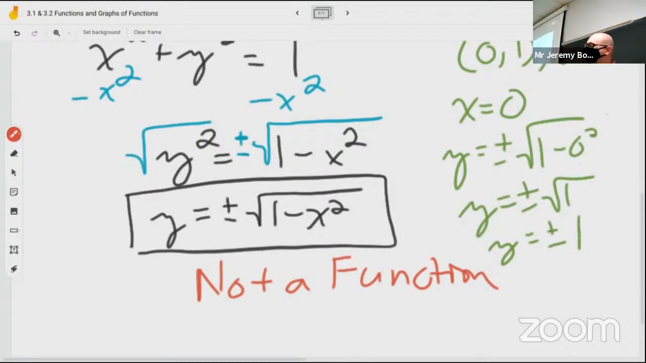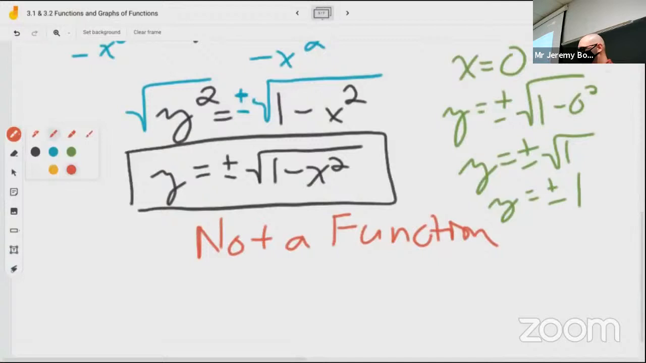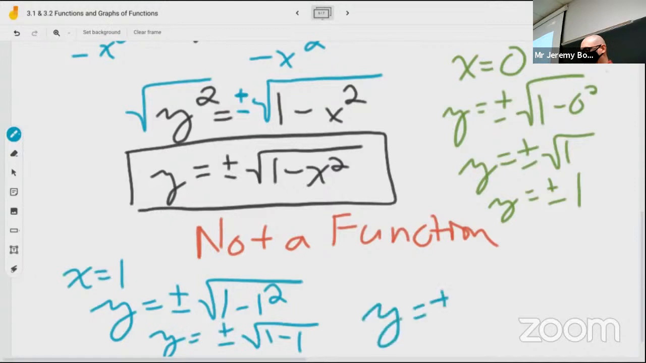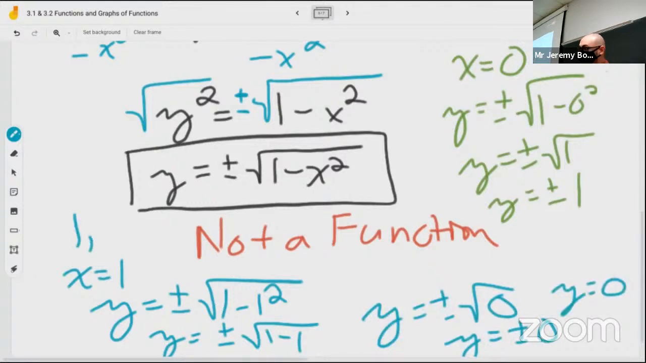Now, is there a value for x I could put in here that would result in a single value of y? What do you think? What if x was 1? Then y is equal to plus or minus the square root of 1 minus 1 squared. So y equals plus or minus the square root of 1 minus 1. So y equals plus or minus the square root of 0. So y equals plus or minus 0, which is 0. So this relation has the ordered pair 1 comma 0.